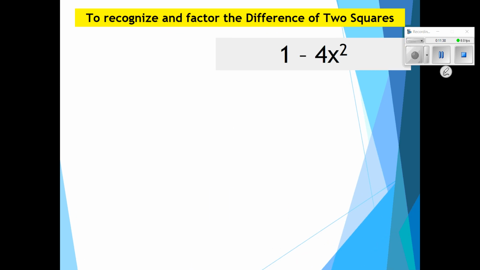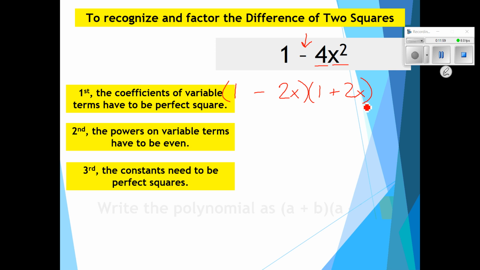Is this the difference of two perfect squares? Difference, there's a subtraction. 1 is a perfect square. The square root of 1 is 1. 2 is a perfect square. The square root is 2. X squared is a perfect square. The square root is x. So we write it once with a subtraction sign, once with a positive sign, and we have factored it. Factors that quickly.